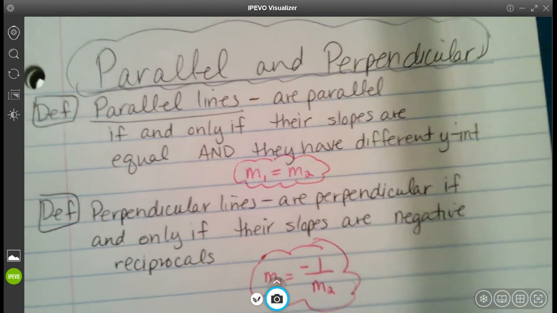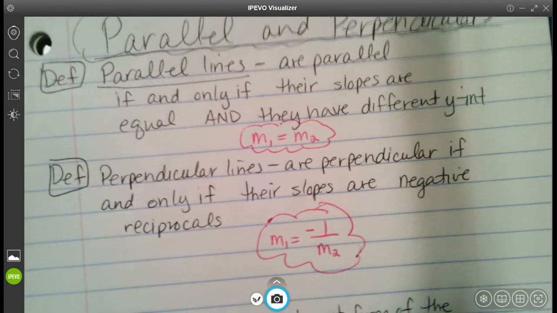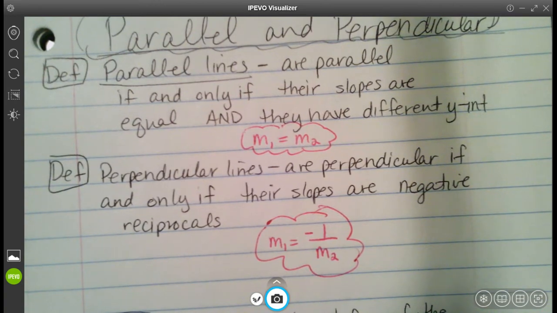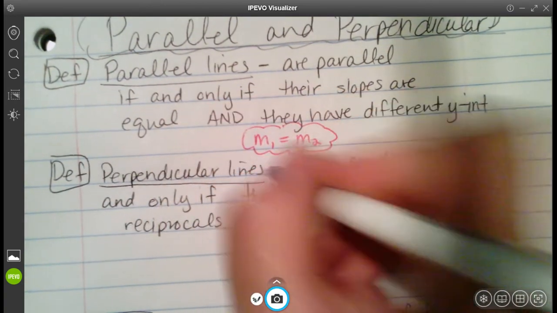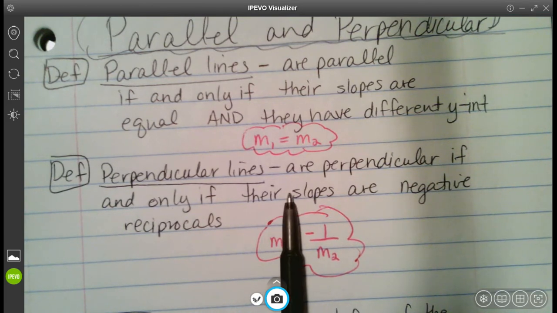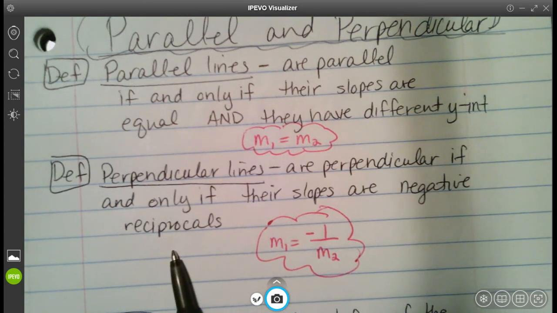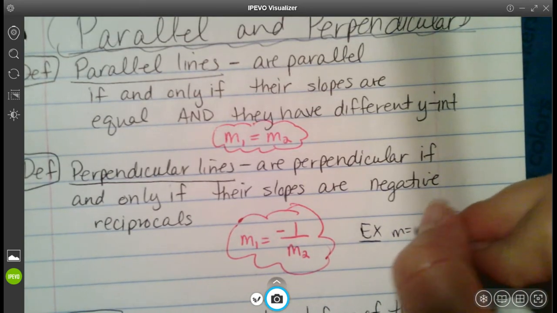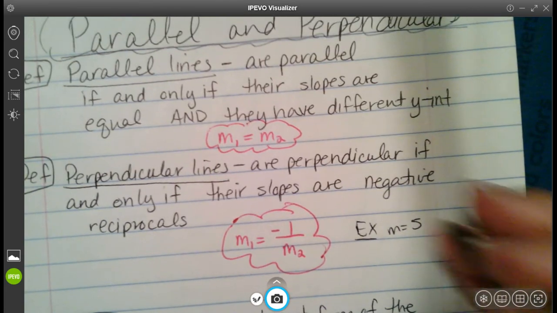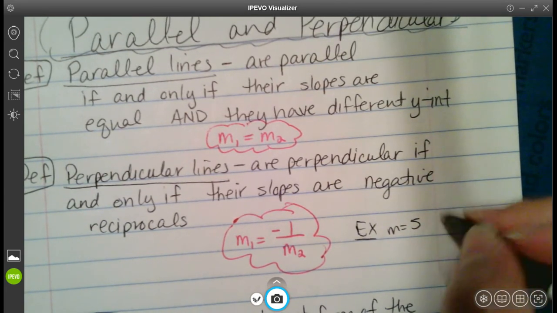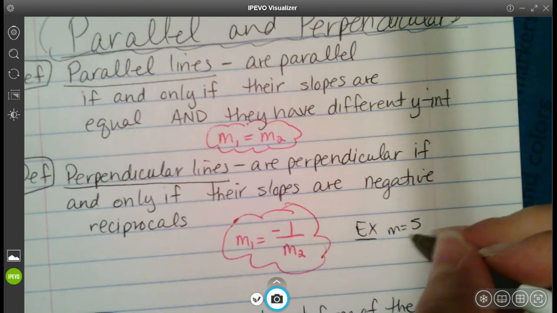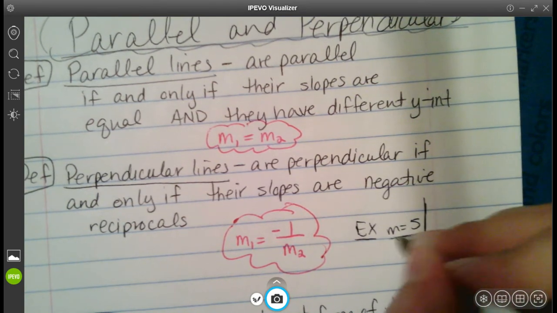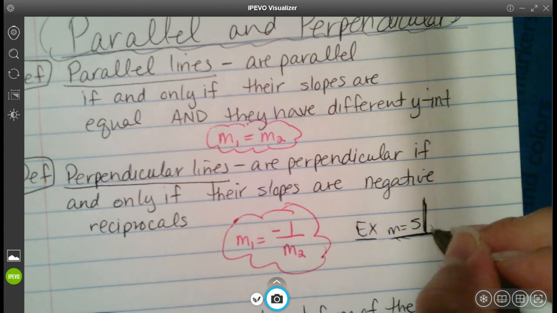Okay. For perpendicular lines, it's kind of the opposite. So perpendicular lines are perpendicular, and I forgot to underline that, if and only if their slopes are negative reciprocals. So not only do we flip it, but we also change the sign. So if my slope was, here I can give you a quick example of that. If m was equal to, let's say, 5, the reciprocal would be, and let me show you a cool trick with this. This is the symbol for perpendicular because of the little right angle, okay?